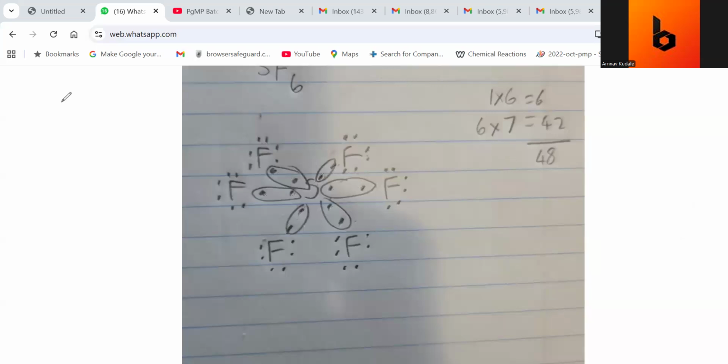Let us try that on some other example. Let us try CF4. CF4 works, sir. It's carbon tetrafluoride. It has eight valence electrons, that's fine. So just make the structure.